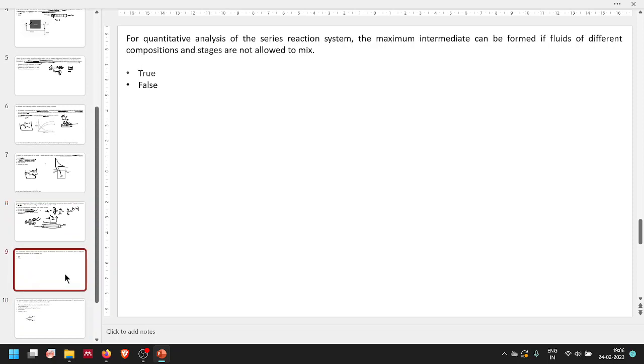Moving on to the next question, we have quantitative analysis of series reaction systems. Let's set an example right here.